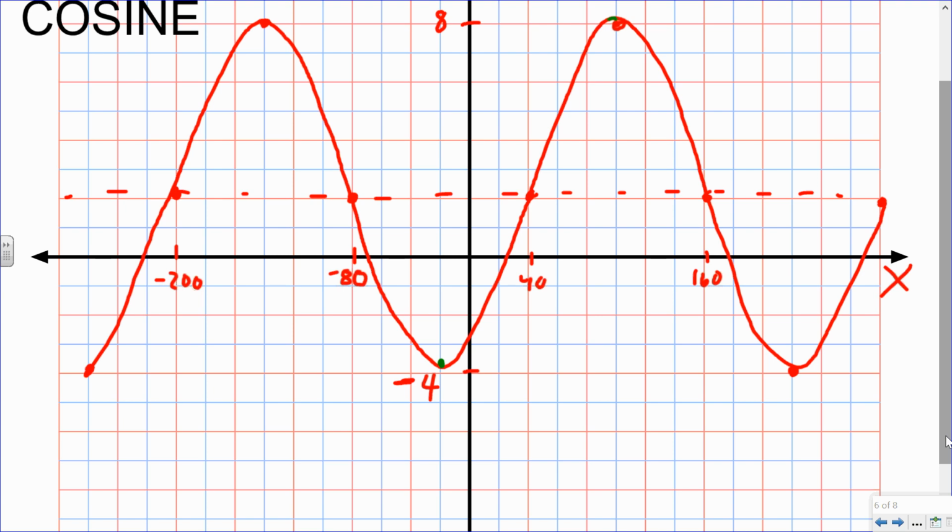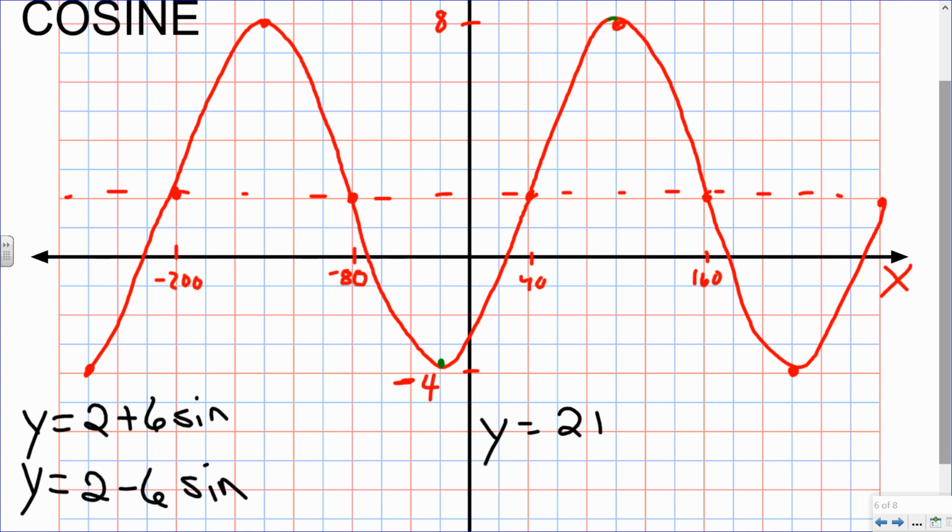Mia, what do we have? And the amplitude was, so negative 4 and positive 8 are 12 apart. Half of that is 6. That's our amplitude. And so we have 2 plus 6 and 2 minus 6 with sine. And we have 2 plus 6 and 2 minus 6 with cosine. And we need to see if we have a period change.